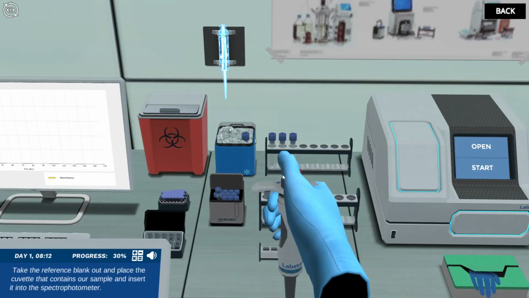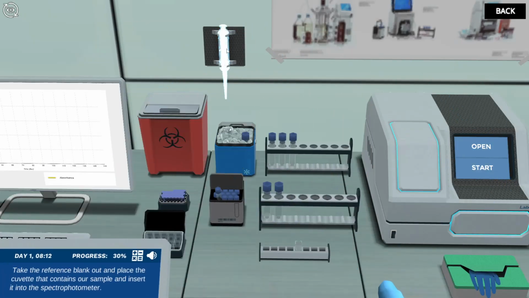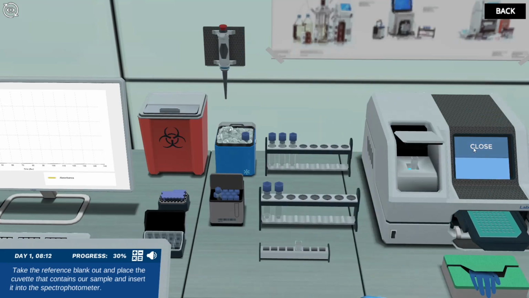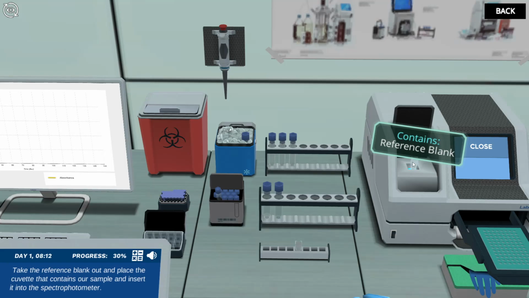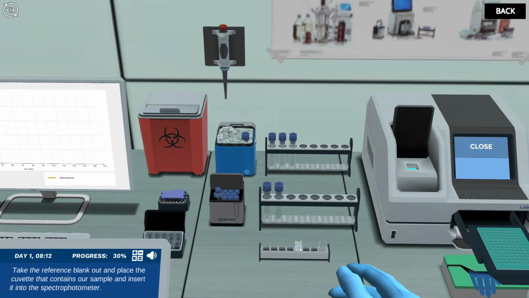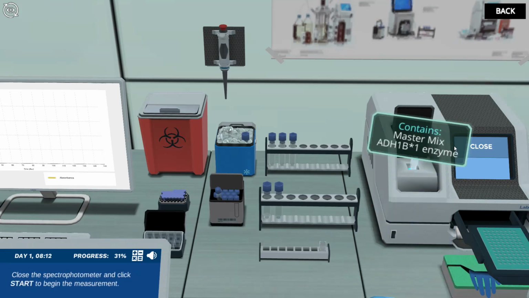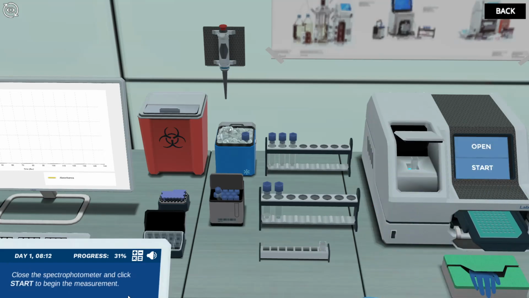Take the reference blank out and place the cuvette that contains our sample and insert it into the spectrophotometer. Close the spectrophotometer and click Start to begin the measurement.